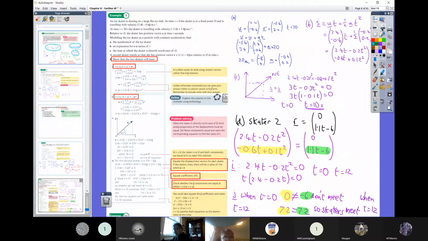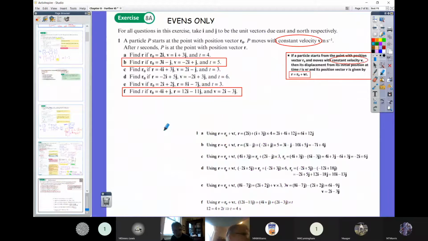And that leads us then into exercise 8A. Now, I want us to do this today and tomorrow. So that's our last 2 lessons before half term. And just do the evens, please. Just do the even questions only. Okay, so that's it. So I will stop the recording now. So please work your way through example 3 and then start cracking through exercise 8A, evens only. Thank you.